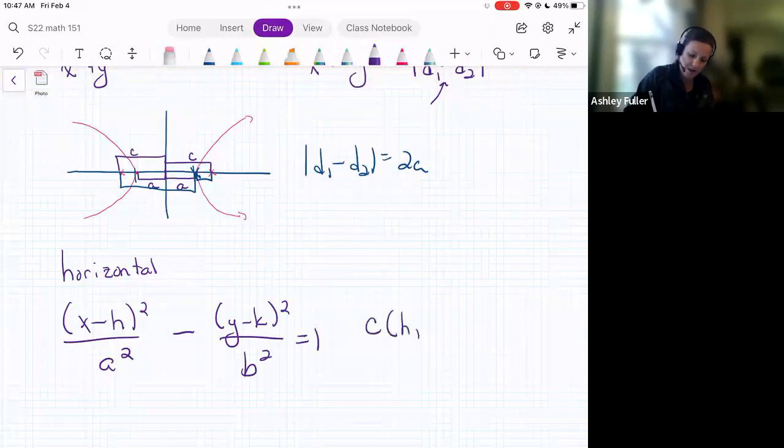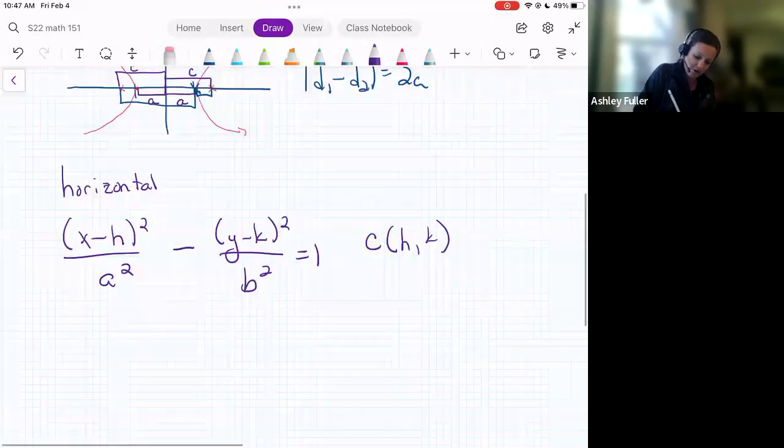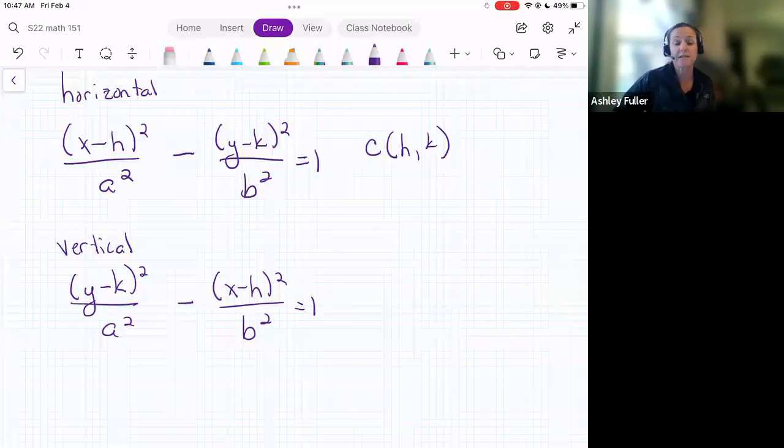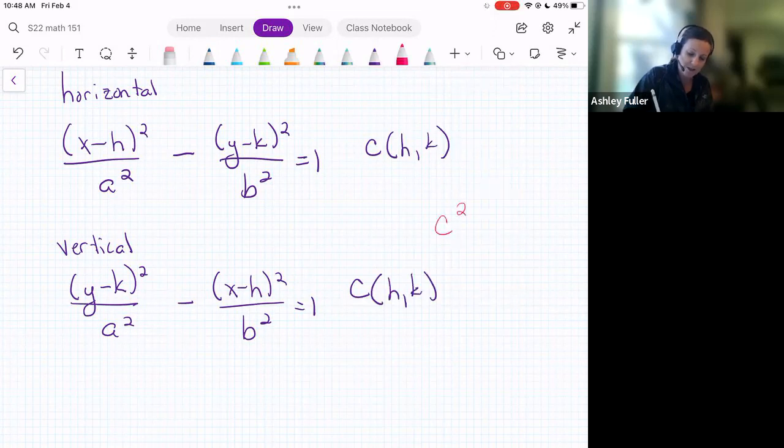Remember that the center is going to be (h, k). For a vertical hyperbola, we switch the order. We're going to have y minus k squared over a squared minus x minus h squared over b squared equals 1. So if the x term is negative, it's going to be a vertical hyperbola. And again, the center here is still going to be (h, k). An important thing to note: you calculate your c value, the distance to the foci, with c squared equal to a squared plus b squared, which is a little different from the ellipse.